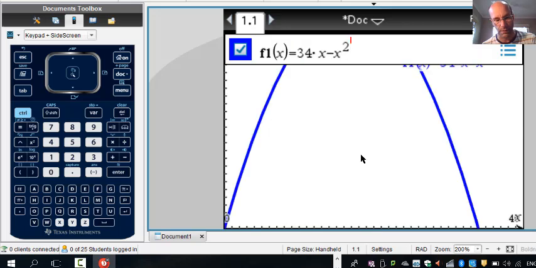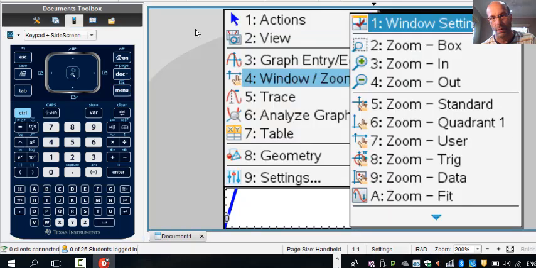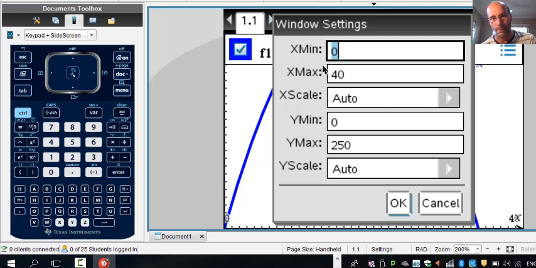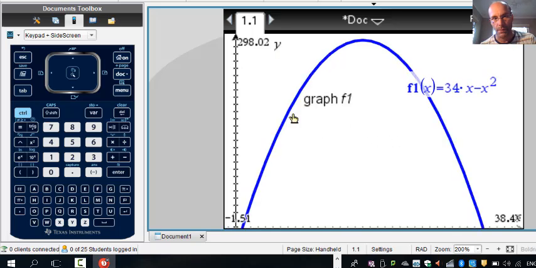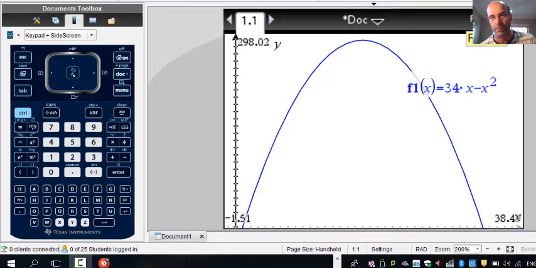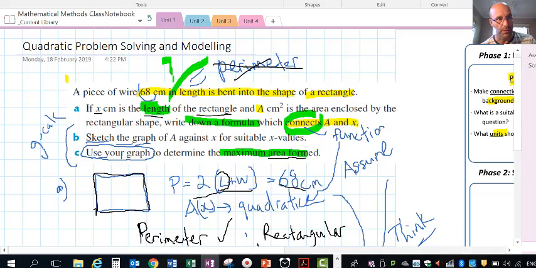250. Alright, and see what we got. And it still doesn't quite fit in, so you just might need to use a bit of trial and error. Alright, so there we go. We've got our graph, and so what have we got to find? Go back to the question. So we've done part A.